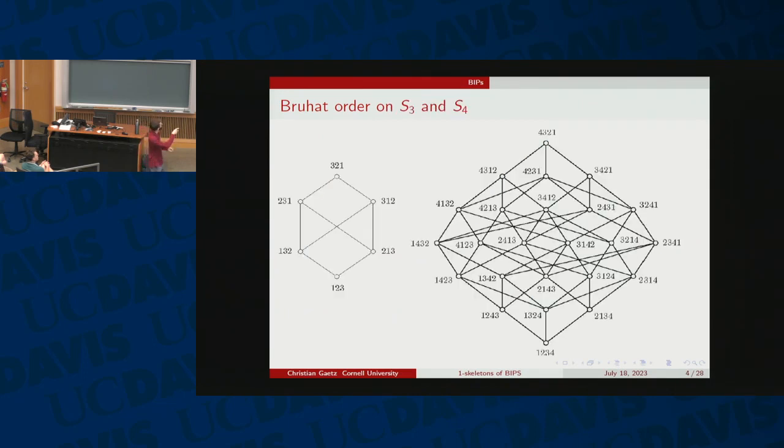So here's a couple pictures. On the left, this is Bruhat order for S3. So notice these posets are graded by length, so length 0, length 1, length 2, length 3, and so on. So this is S3 over here. And on the right, this is S4, and you can see already it's getting quite messy.